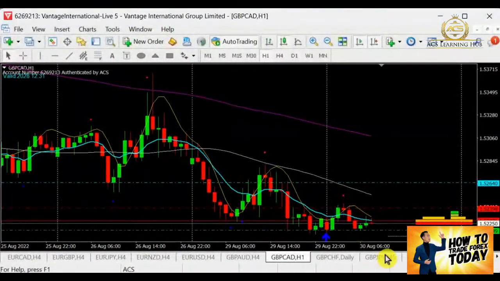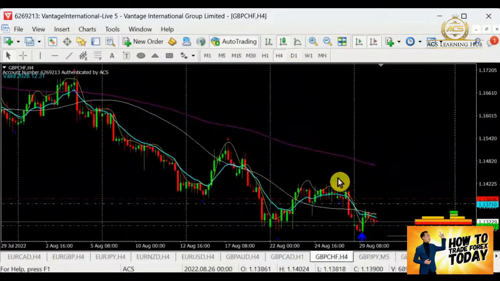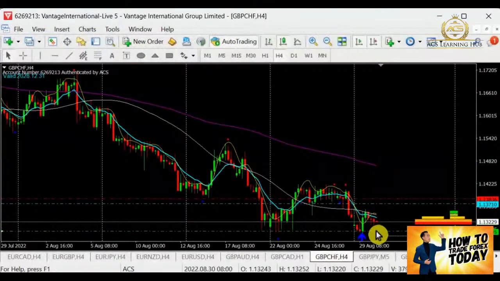How about Pound Franc? Pound Franc, we are in the bear. Let's look at today, do we have a chance to sell? We actually have a support over here.